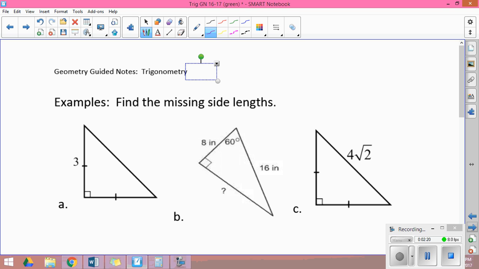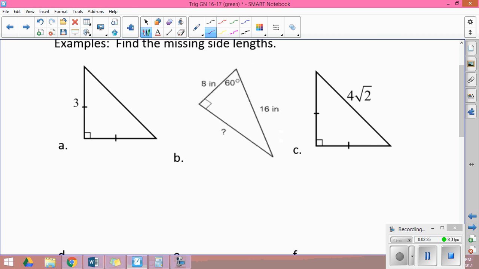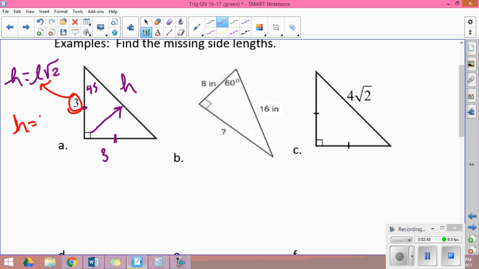So first, you always have to determine what kind of a triangle you have. So in this first example, these hash marks tell me I have an isosceles triangle, which tells me I have a 45-45-90 triangle. I'm missing the hypotenuse. So the formula is the hypotenuse is the leg times the square root of 2. I know the leg, so I substitute in. The hypotenuse is 3 square roots of 2. And you're done.